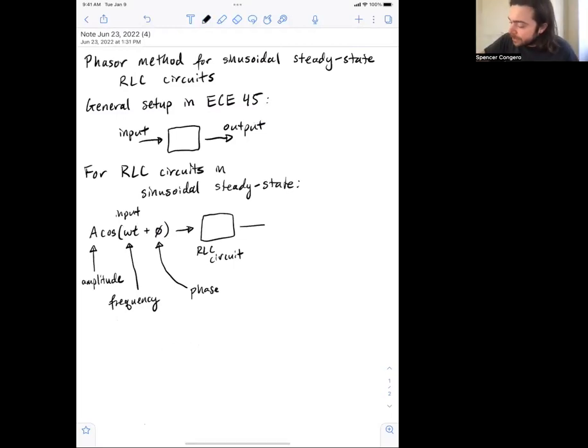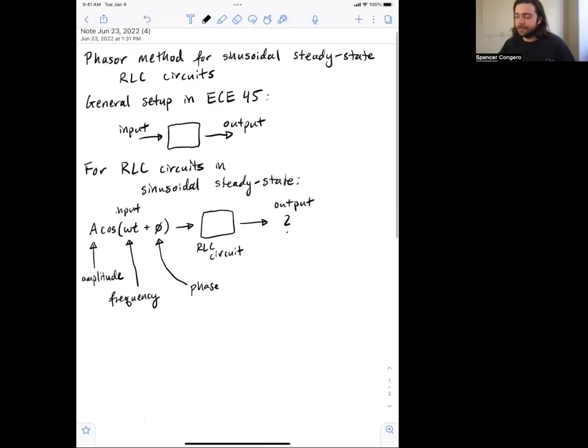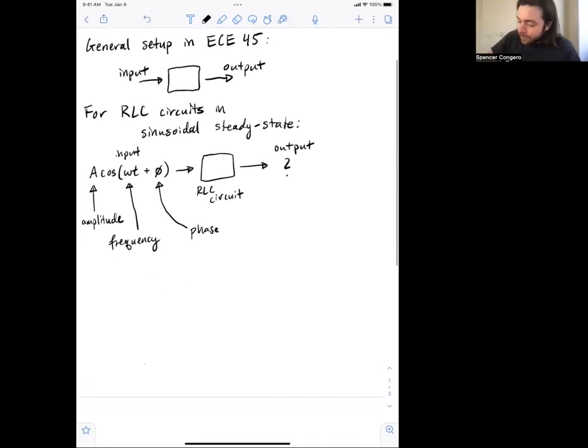And that goes into our RLC circuit, and we get out something. We don't know what. One more note I want to make is that omega in this class is in radians per second. It's angular frequency. And you should compare that to hertz, which is also a common measure of frequency. And this is cycles per second.